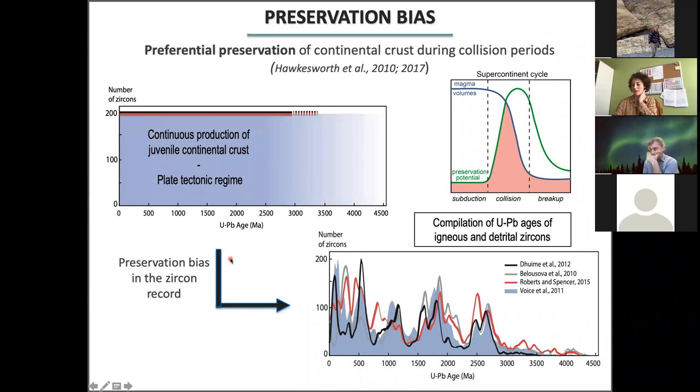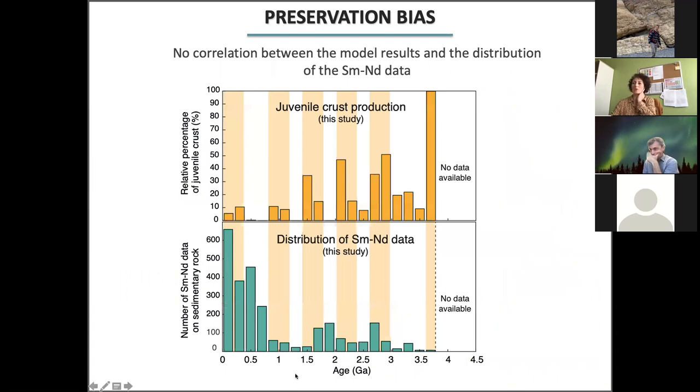And in addition, I would expect that if we had this type of bias, then we should have a correlation between the distribution of the data that I'm using to constrain the model and the peaks here. And this is clearly not what we have. There is no correlation between the input, so the distribution of the samarium neodymium data that I'm using in the model, and the higher proportion of juvenile crust. So for me, this is not really an option here.